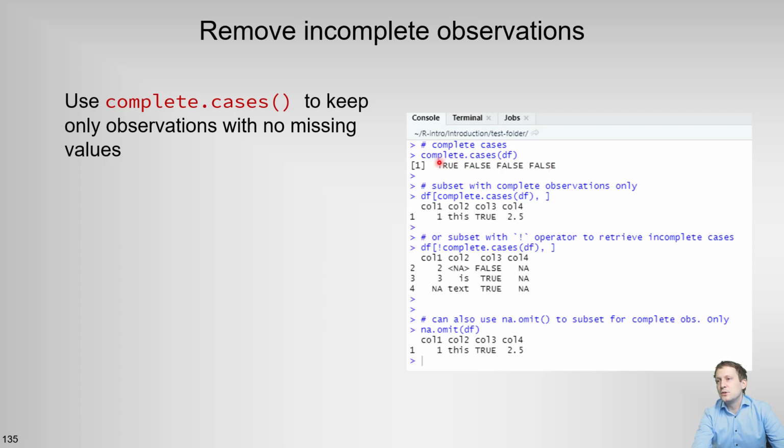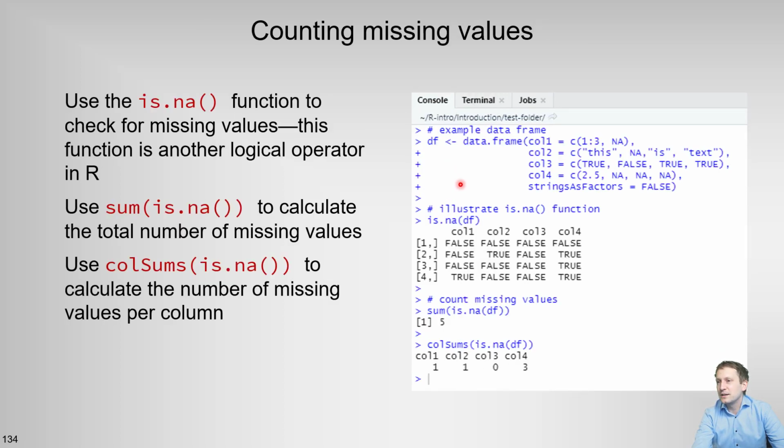It gives you information about how many missing values you have per row. If that is actually more than 0, then it's going to return false, and if the number of missing values per case or per row is 0, then it returns true. So let's take a look at our data set again. You see that in the first row, we don't have any missing values, so all the elements are marked false.